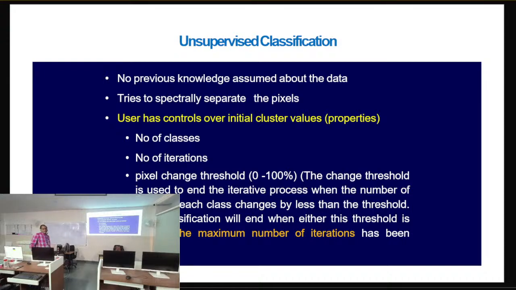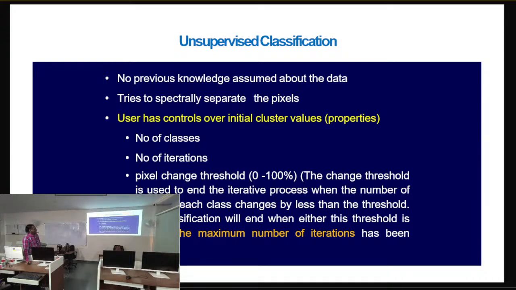The general practice is to first do an unsupervised classification, which is nothing but the clustering. Once I have got the data into some clusters, I then apply the supervised classification on the clusters. That is going to give more accurate results. We also give a pixel change threshold, which decides whether the maximum number of iterations has been reached or not.